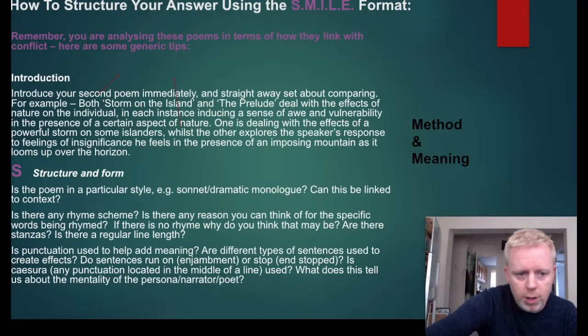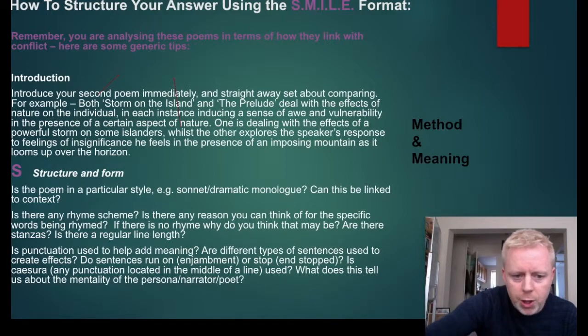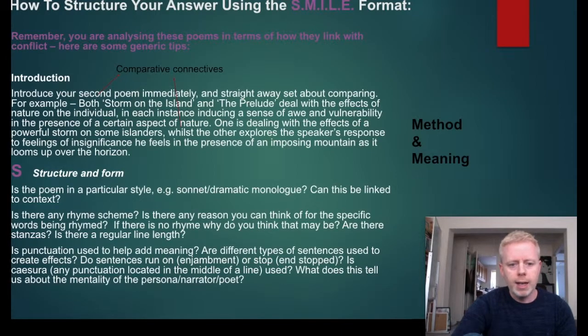Okay, but if you want to have a look at the SMILE structure, SMILE stands for structure, meaning, mood, imagery, language, and effects. You can read through, you can pause it, or if you've got the printout, you can have a look at it. I do present you with lots of techniques here within each section, and that's quite useful as well. So, for example, with structure, I said you can use: is there a rhyme scheme? Any reason for particular words being rhymed? If there's no rhyme scheme, why might that be? Look at the stanzas. What's the line length like? What about caesura, enjambment, end stop? Look at the use of punctuation, and so on.